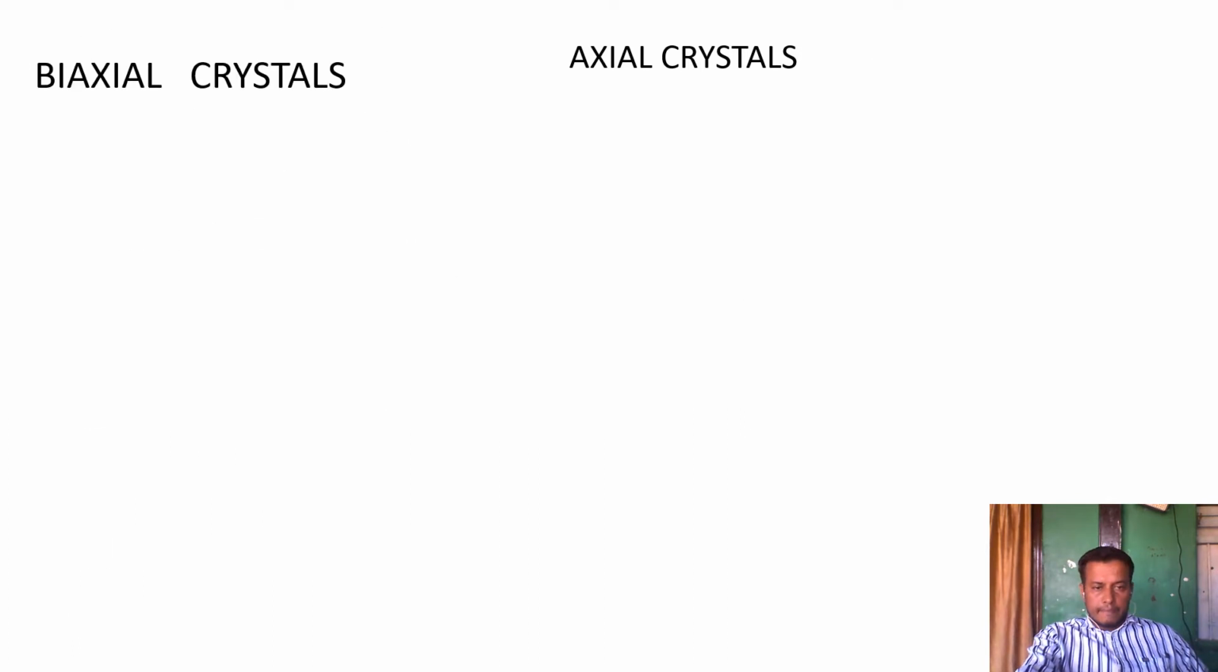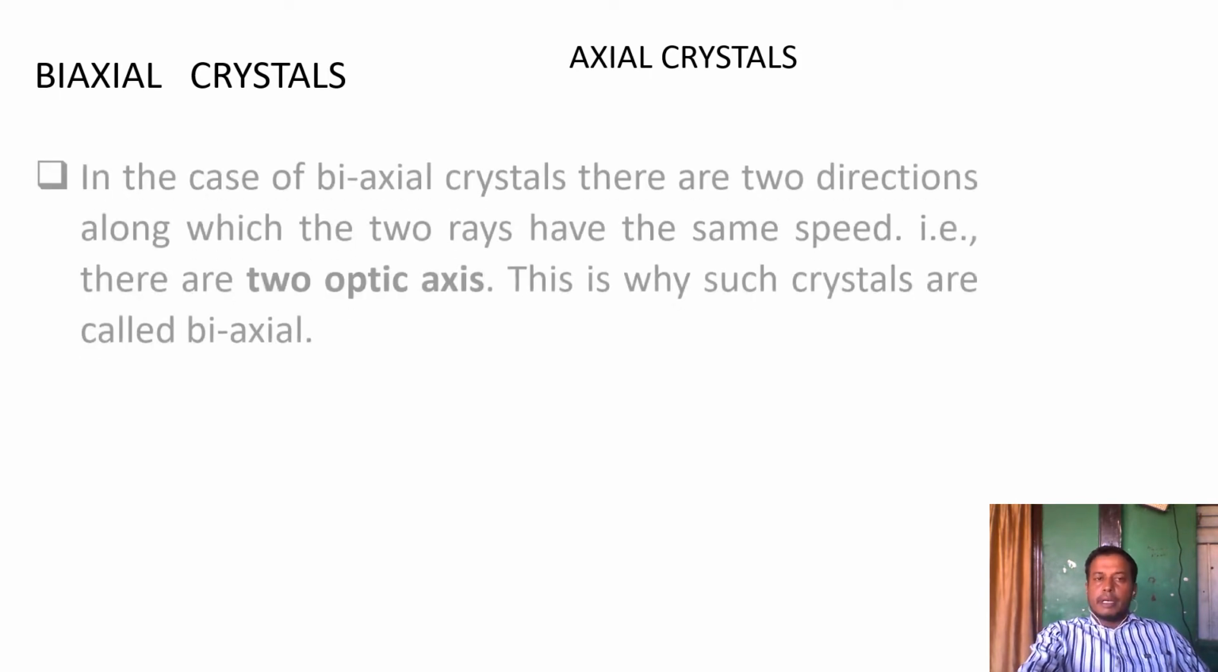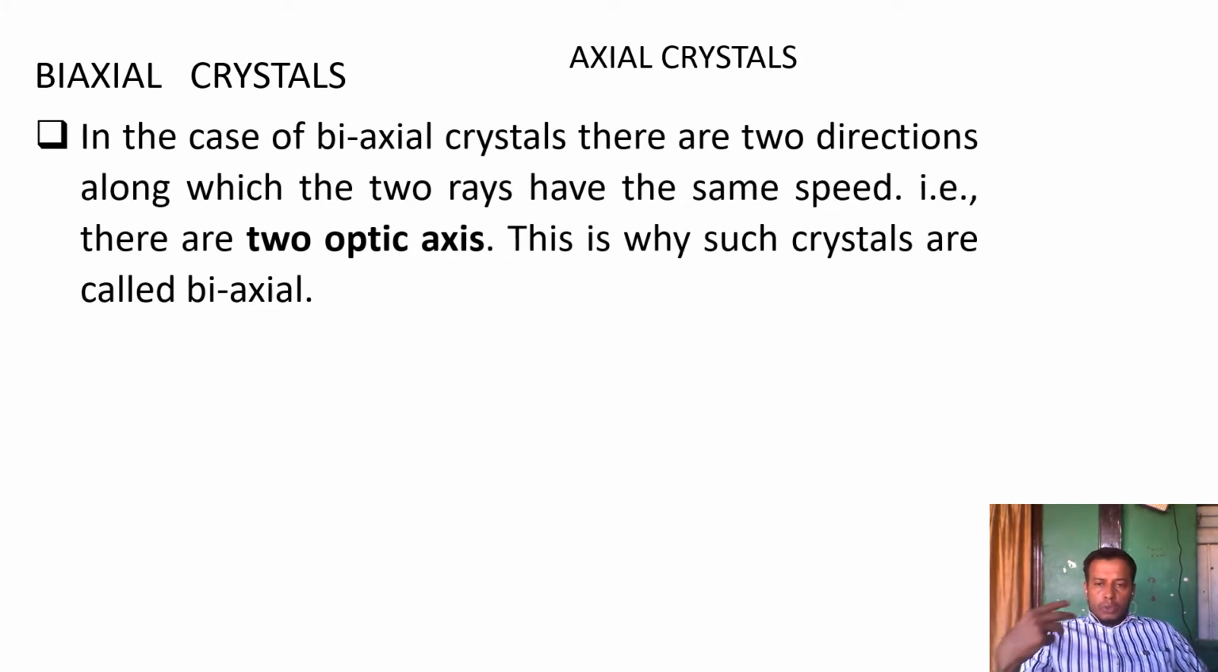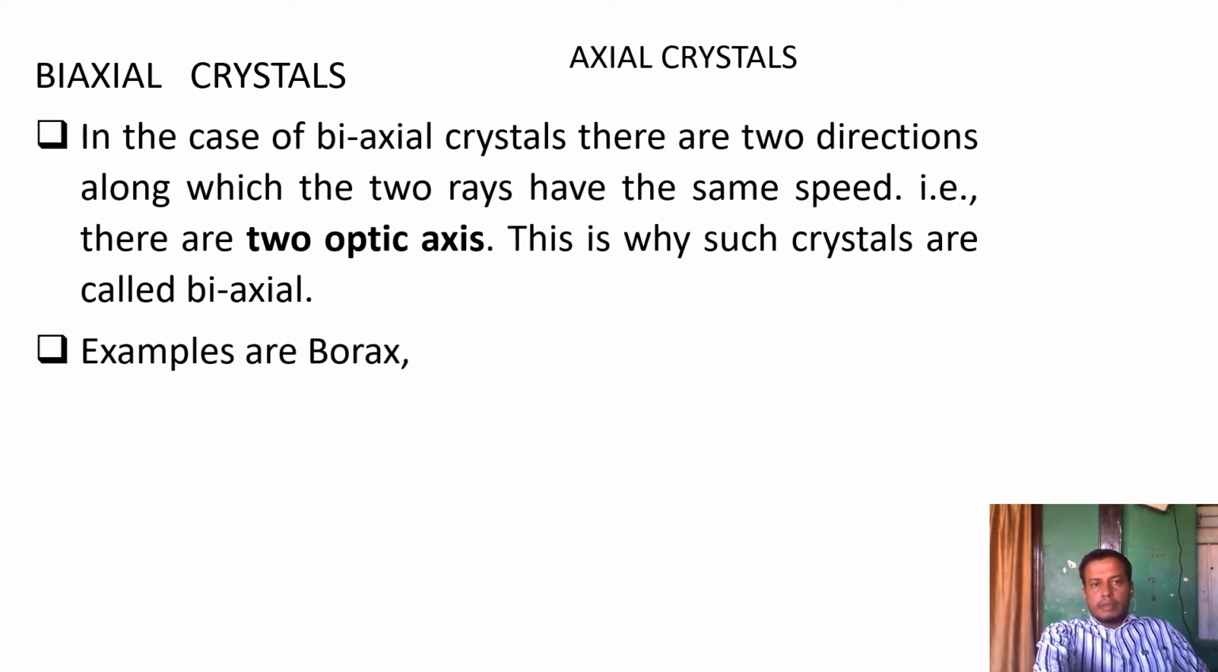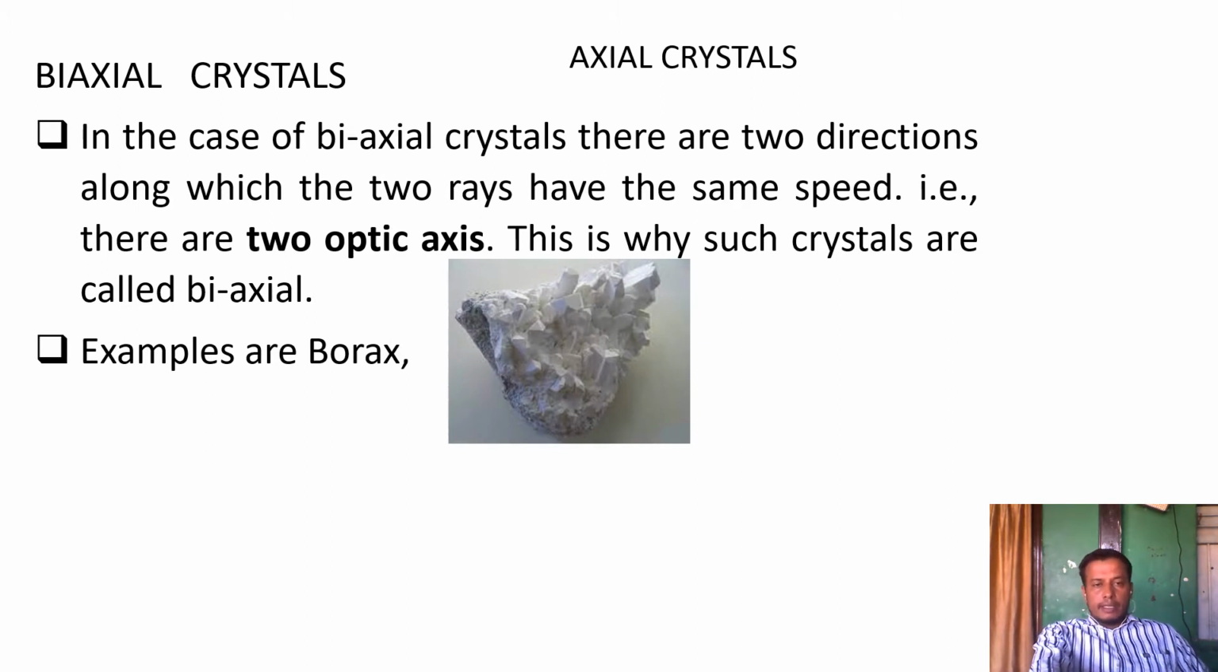As the name says, biaxial means the crystal which has two axes. Two optic axes, such crystals are called biaxial crystals, through which the two rays, ordinary ray and extraordinary ray, have the same velocity. Examples of biaxial crystals are borax. This is the borax crystal. It is a rough one. When it is polished and cut to a perfect angle, it gives a crystal of perfect shape.